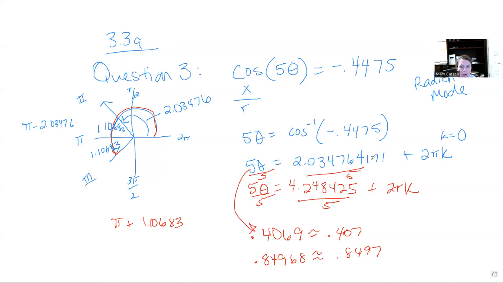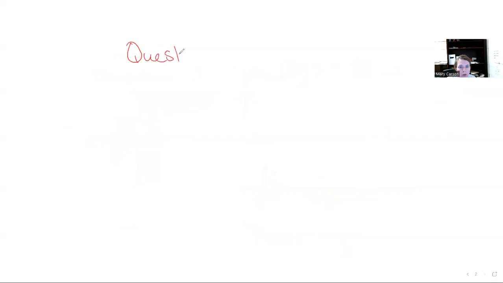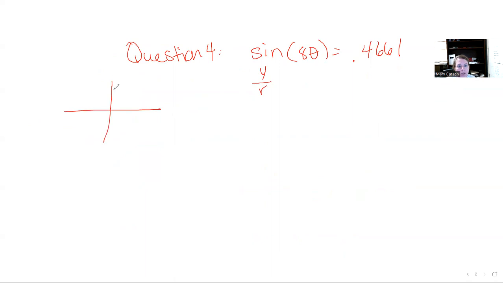Let's do another one. This is question 4. It gave you sine of 8 theta equals 0.4661. Now think about sine. Sine is your y, and we're looking at a positive value here. So it's going to be either in quadrant 1 or quadrant 2. We're looking at this angle measure from here to here, and then on this side, from there to there would be the second one.